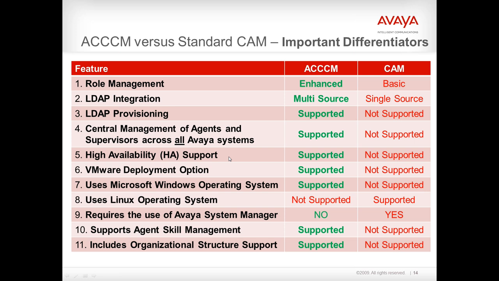We do support an agent skill management, whether it's regular skill change command, a bulk skill change command, or a scheduled skill change command, leveraging the ACCCM schedule portal. You can go about and create scheduled tasks. A common one would be bulk skill change, for example, for a group of agents. And we do support an organization structure hierarchy with 3 levels: site, department, and team.